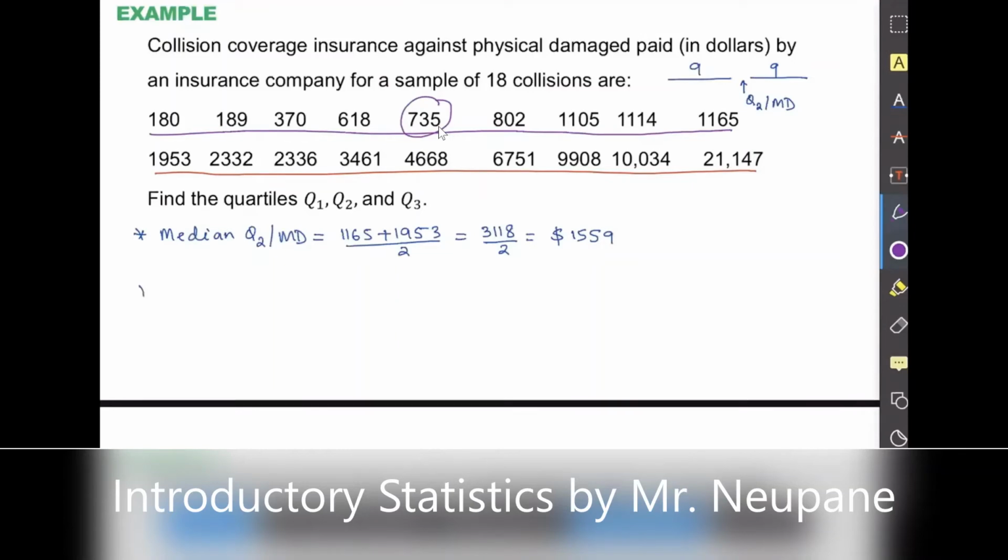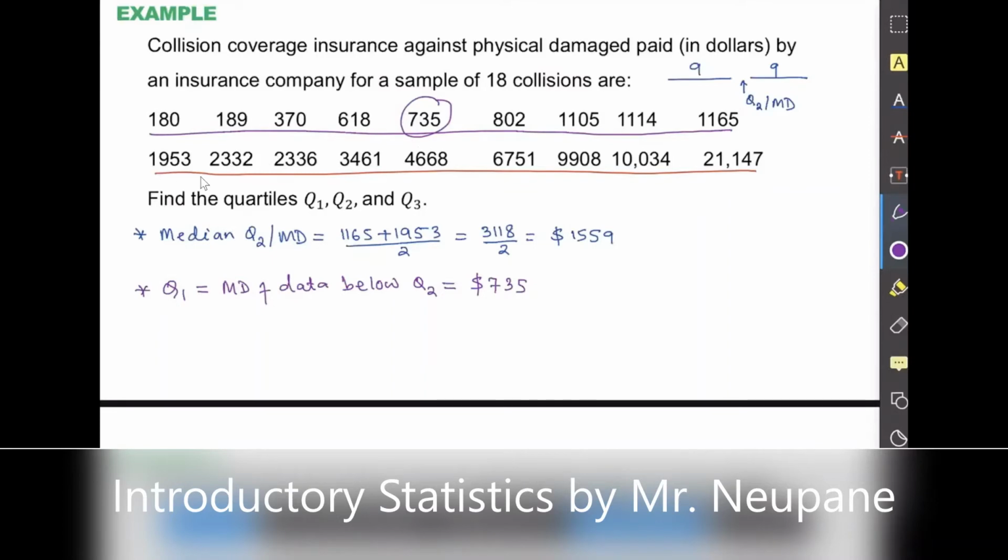So we can say Q1 is the median of data below Q2. These are the values below Q2, and the median for these numbers is 735. So that is your first quartile.